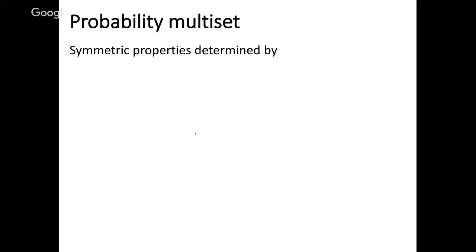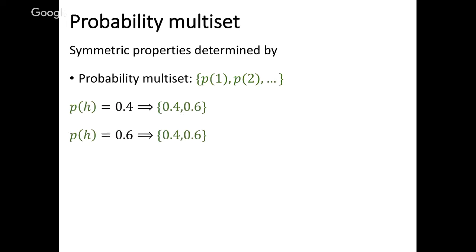And what's interesting is the following. Symmetric properties of distributions are determined only by the multiset of probabilities. It only depends on what the probability values P1, P2, and so on are. It doesn't depend on the symbols themselves. So for example, a coin with bias 0.4 has the same probability multiset as a coin with bias 0.6. It's going to be {0.4, 0.6}. And for both of them, the symmetric properties are all the same. So if the probability multiset for heads and tails is the same, which is {0.4, 0.6}, then they will have the same entropy, they will have the same support size, and so on.